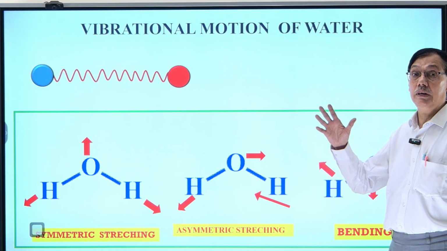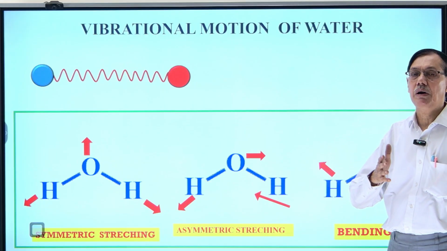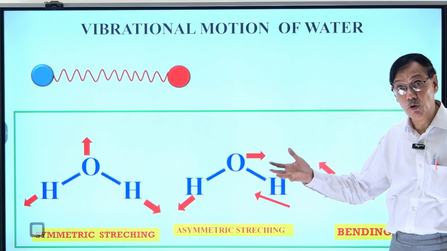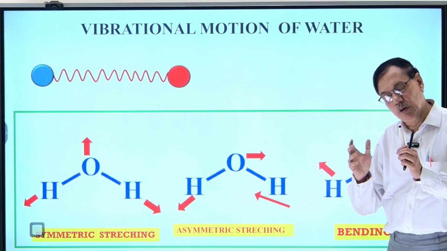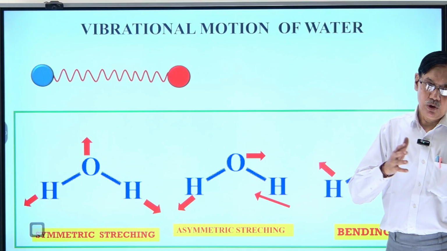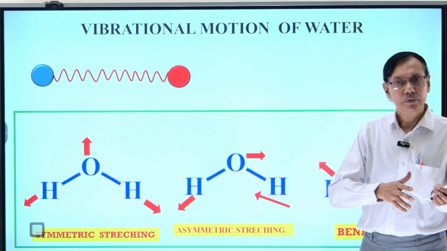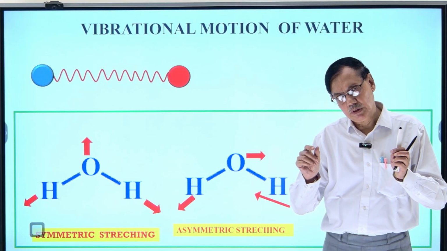Why is the mode of vibration important? Because when I derive the vibrational partition function, there will be different forms. For diatomic molecules, the formula will be different. For polyatomic molecules, the formula will be different. And of course, I will explain all these things.